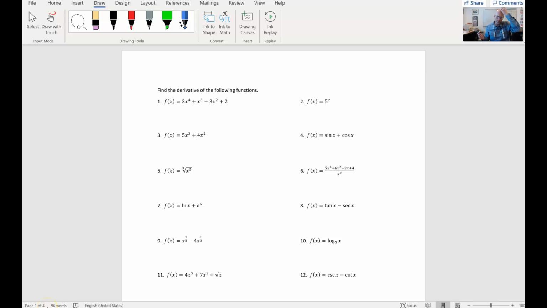I'm going to work through the worksheet in the week 3 module. This is just going over some basic derivative rules and applying them to some different functions. So you should have your derivative rule sheet out next to you while you're working on this.